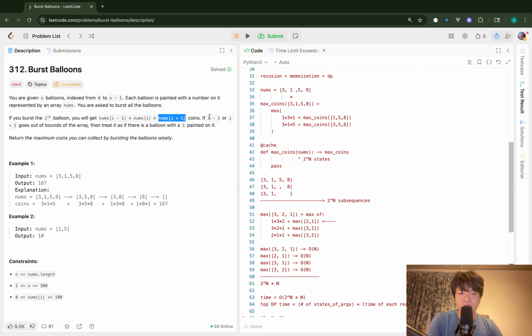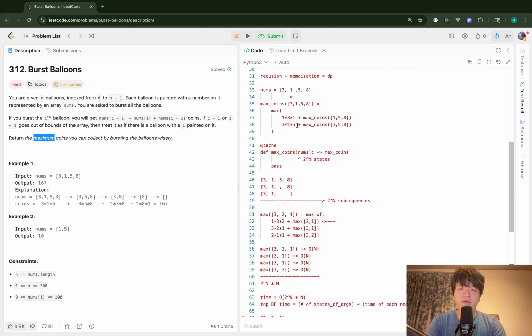And if i minus 1 or i plus 1 goes out of the bounds of the array, then treat it as if there is a balloon with a 1 painted on it. That being said, return the maximum coins I can get by bursting the balloons wisely. So I will try every possible permutation of the order of the numbers to be burst. Then I return the maximum coins among all the permutations.